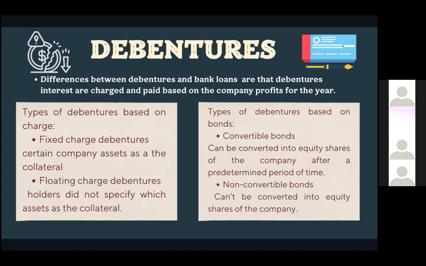And non-convertible debentures mean that the bonds can't be converted into equity shares of the company. They usually have higher interest rates than convertible debentures, meaning that companies usually avoid taking non-convertible bonds.